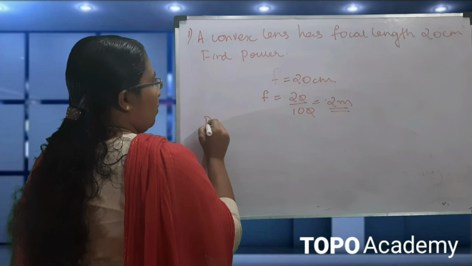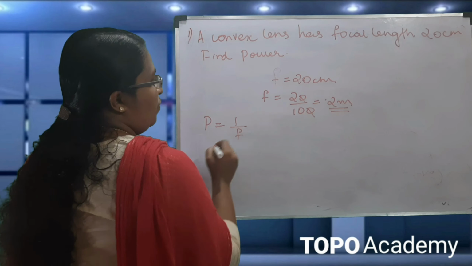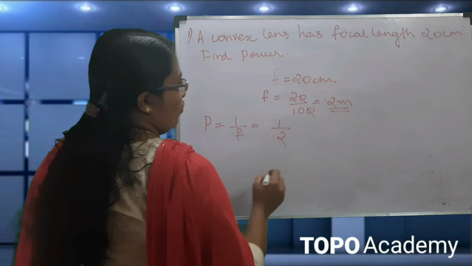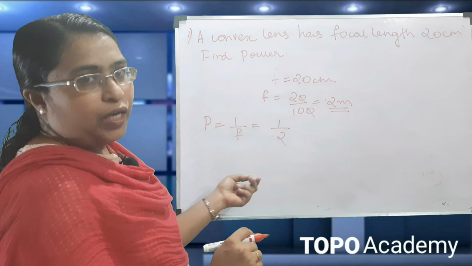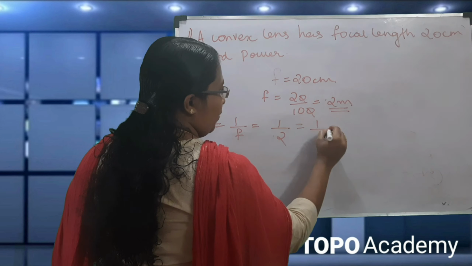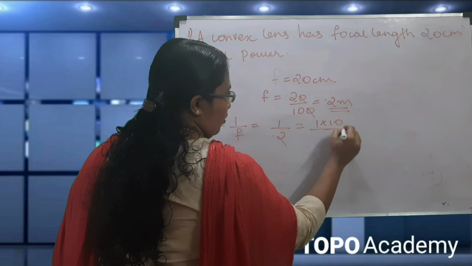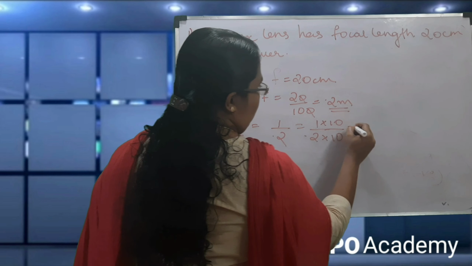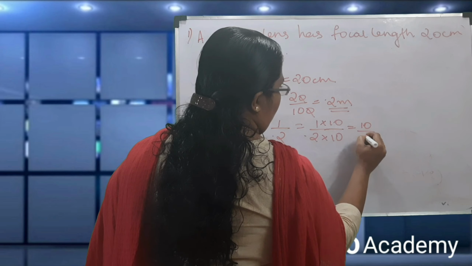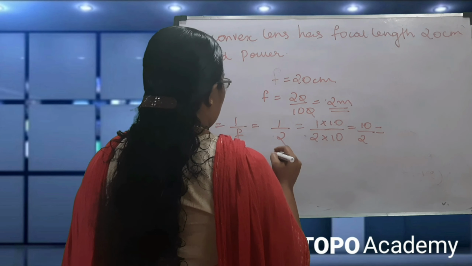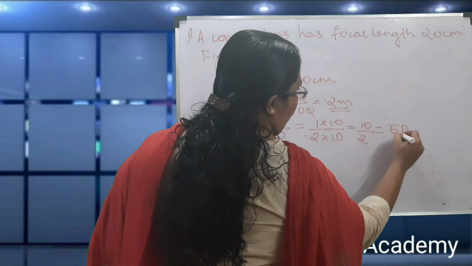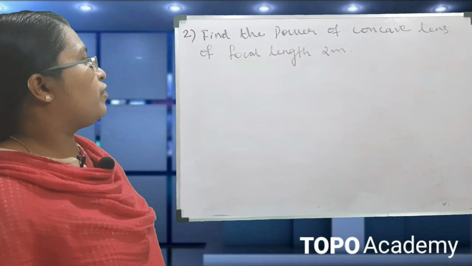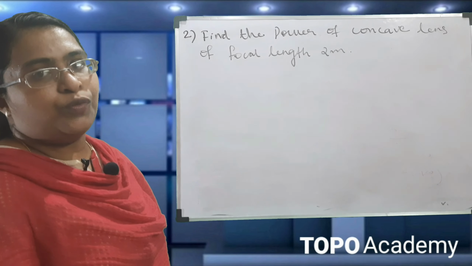And what's the equation to find the power? Power is equal to 1 by f. So it is equal to 1 by 0.2. How can we remove this decimal point? Multiply denominator and numerator by 10. So what's the answer? It is 5 diopter. So second question: find the power of a concave lens of focal length 2 meter.